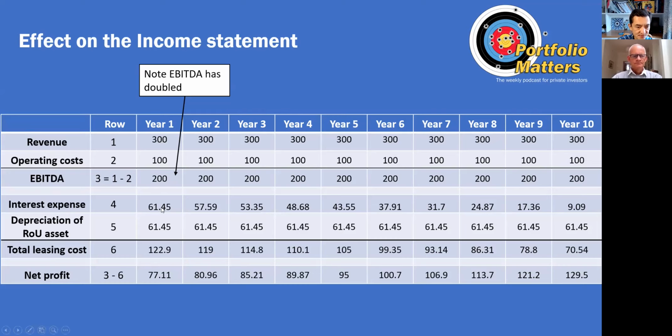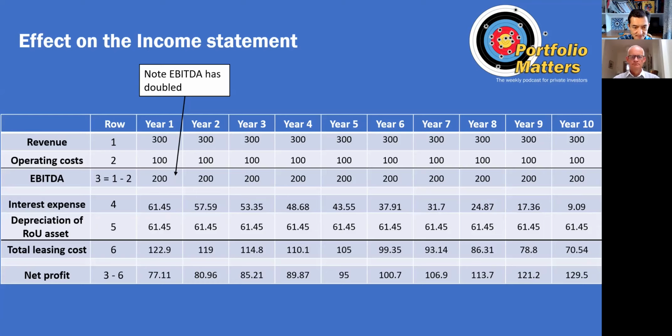You then have an interest expense of £61.45, and you also need to depreciate the value of the right of use asset. Now remember, the initial value of the right of use asset was £614.45, and you depreciate that linearly over 10 years.